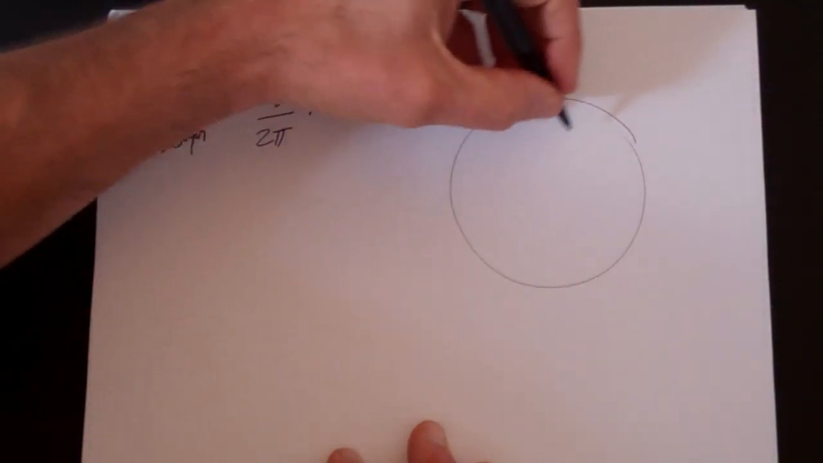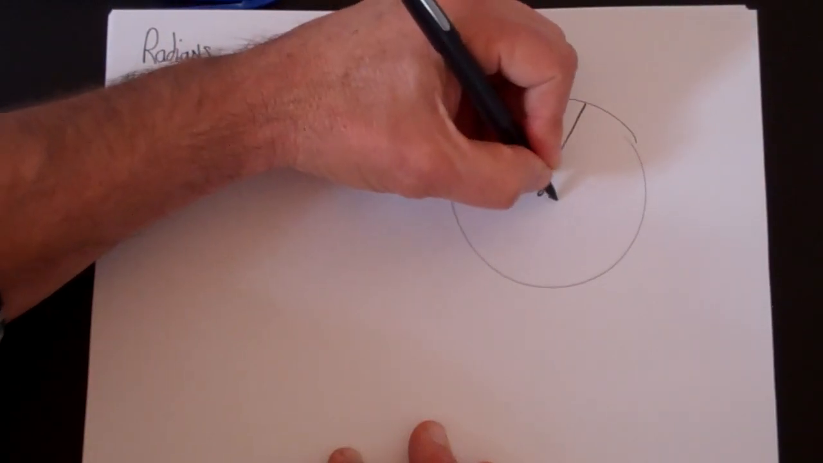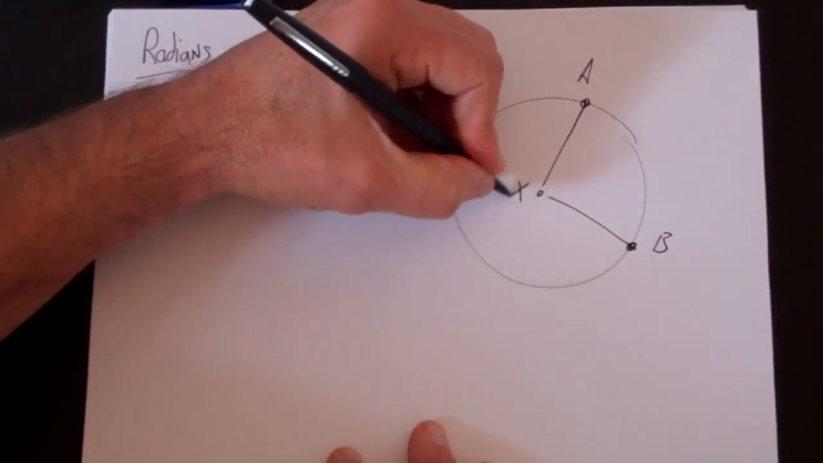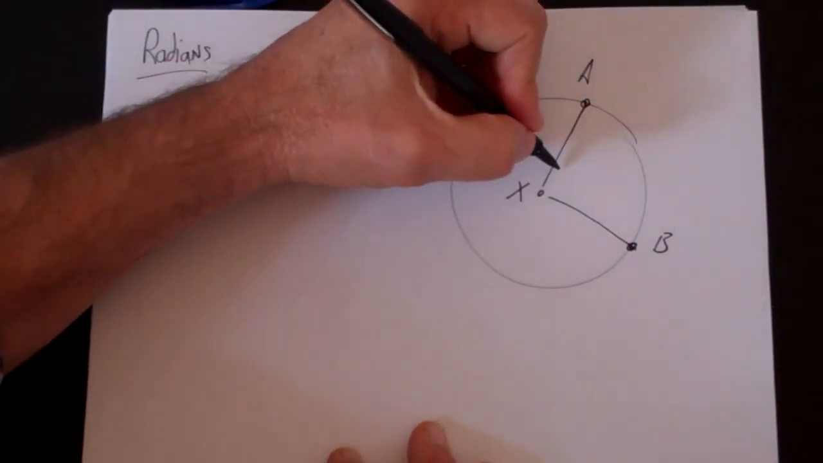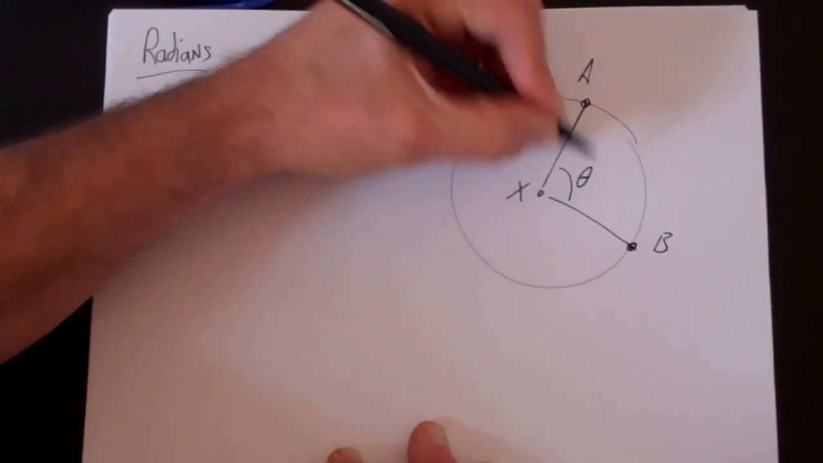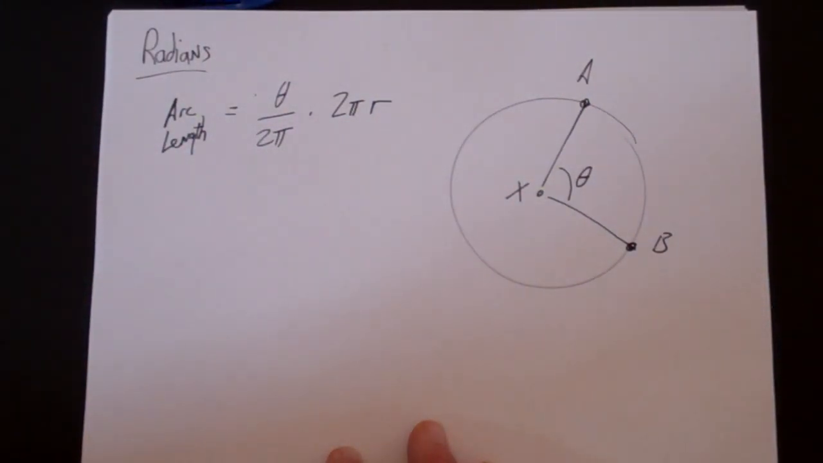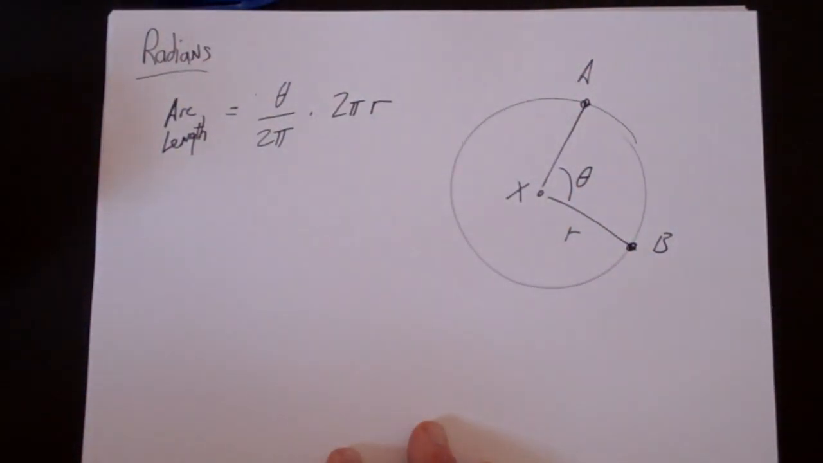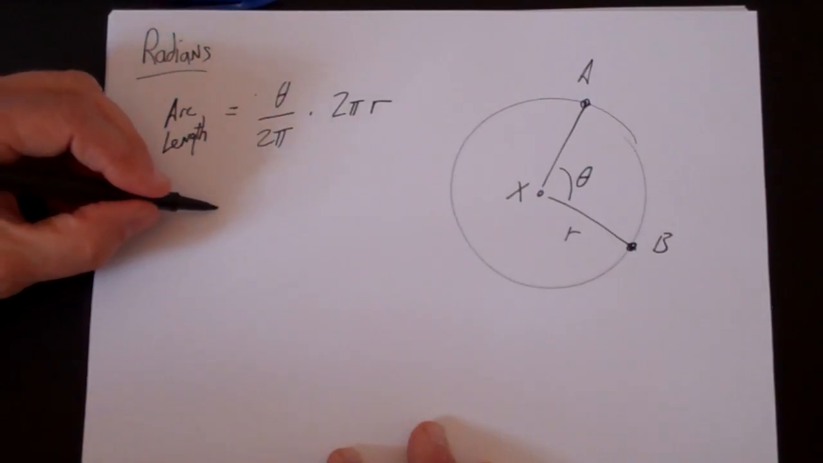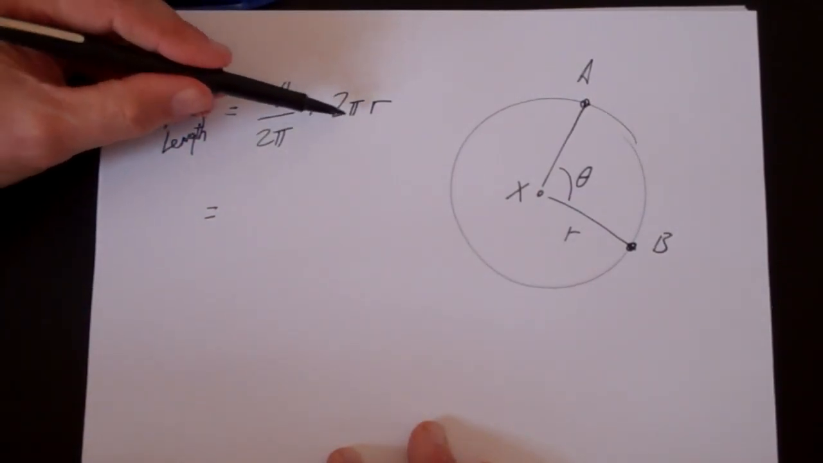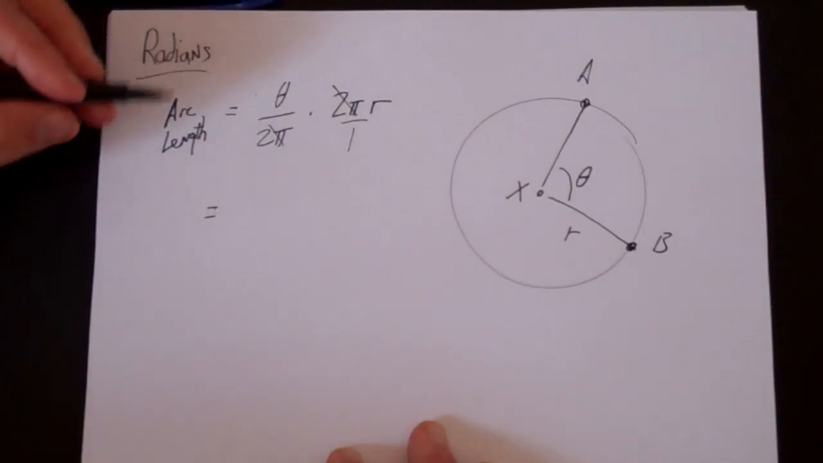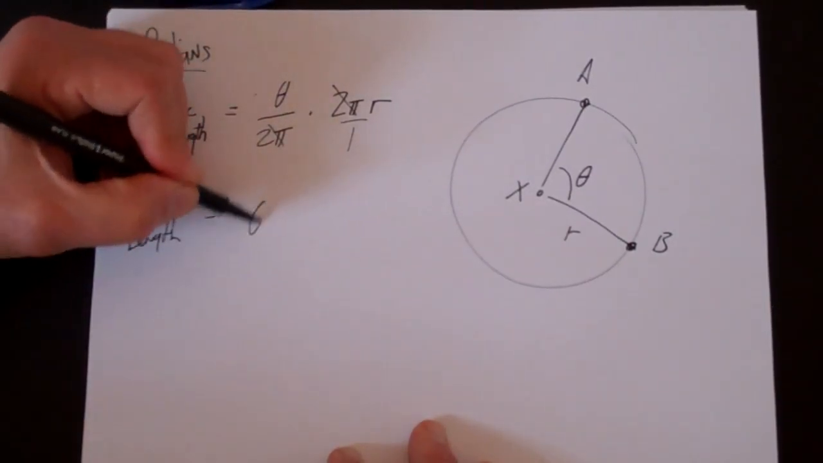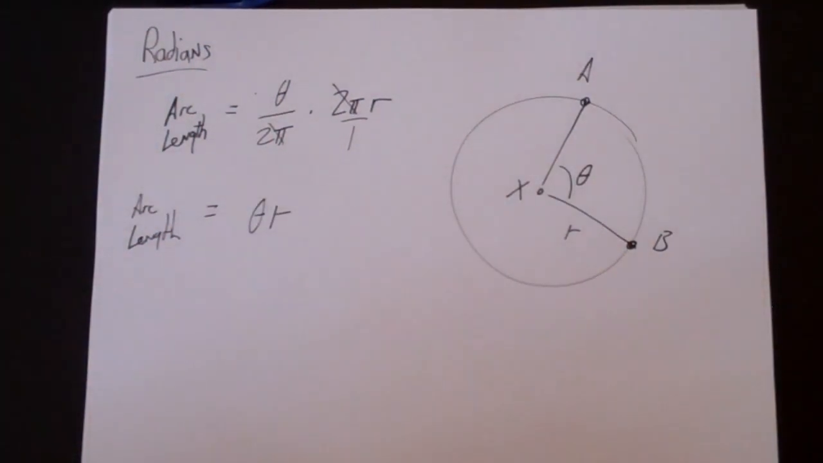Let's just draw a simple example. If we want to know the distance here between A and B, let's call this x. Let's measure this angle here as theta, and let that be in radians. And this distance here be r, the radius of a circle. If you notice what happens, the 2 pi shows up twice. This is 2 pi over 1, so the 2 pi's cancel. So arc length simply becomes theta r. And that's your formula.